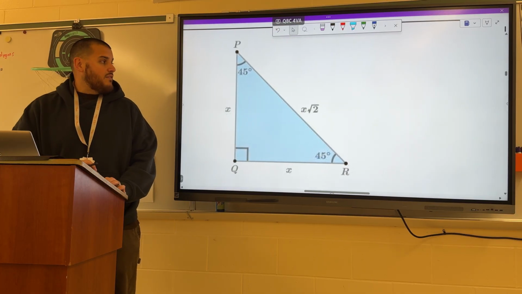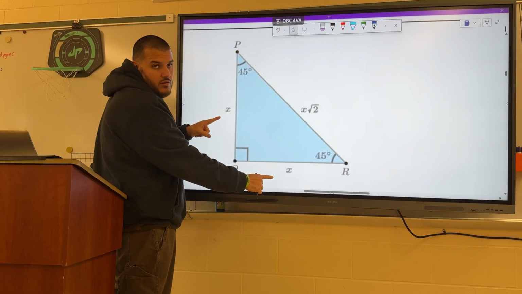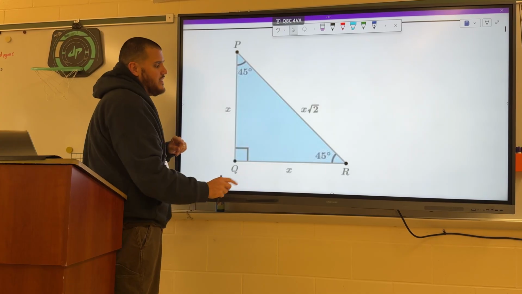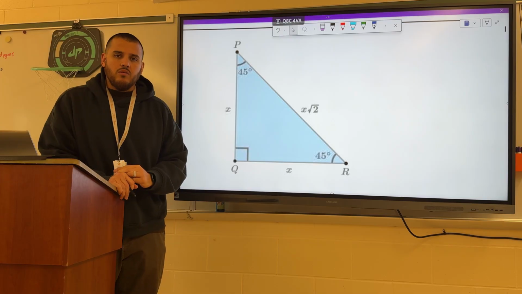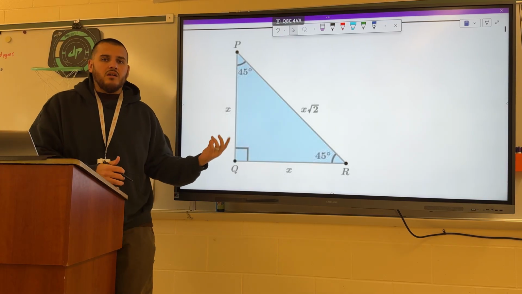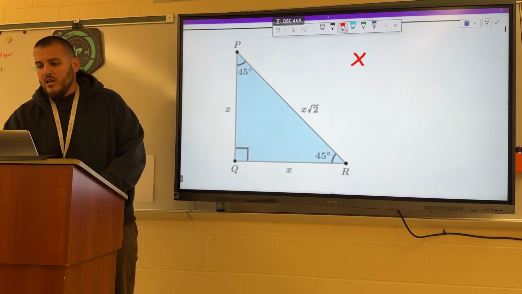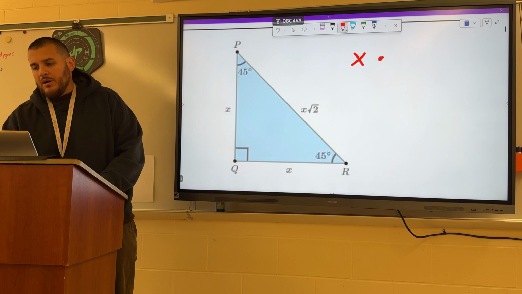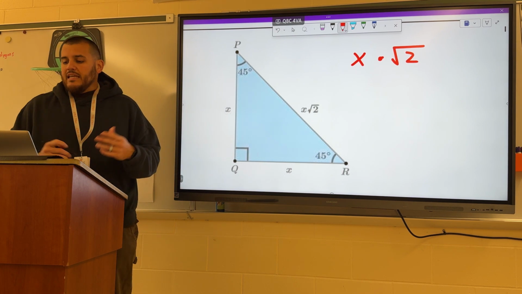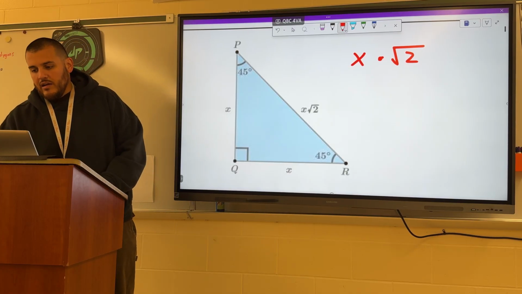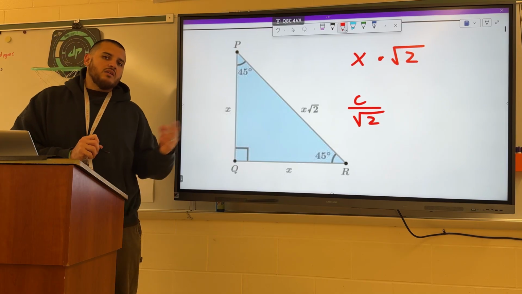Again, we see the 45-45-90 right triangle. Notice the legs are both congruent to each other. Those are x's, kind of fancy looking x's there. And the hypotenuse is just that x times the square root of 2. So that's the relation here between leg and hypotenuse on a 45-45-90. If you have the value of the leg, you just need to multiply it by the square root of 2 in order to find the length of the hypotenuse. And if you have the hypotenuse, just use the letter C for that, you need to divide it by the square root of 2 to get a leg.